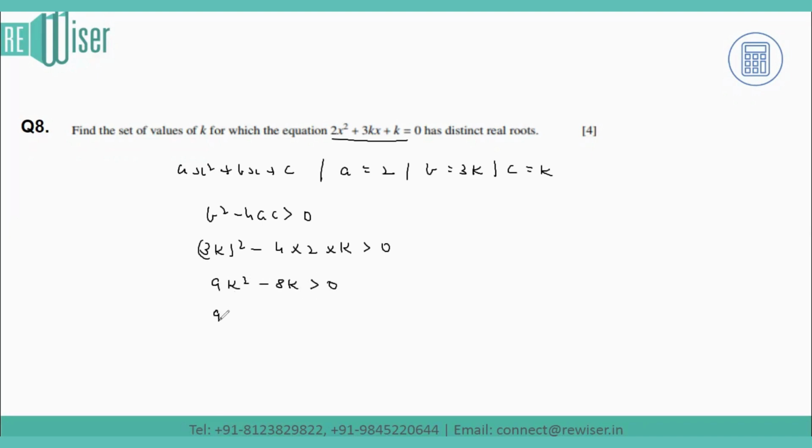So if I put 9k squared minus 8k equal to 0, I'll get two critical points to check for the value of k. One is k equals 0 and the other one will be k equals 8 by 9. So I'll take up a value, if I'm talking about k equals 0, which is less than k.